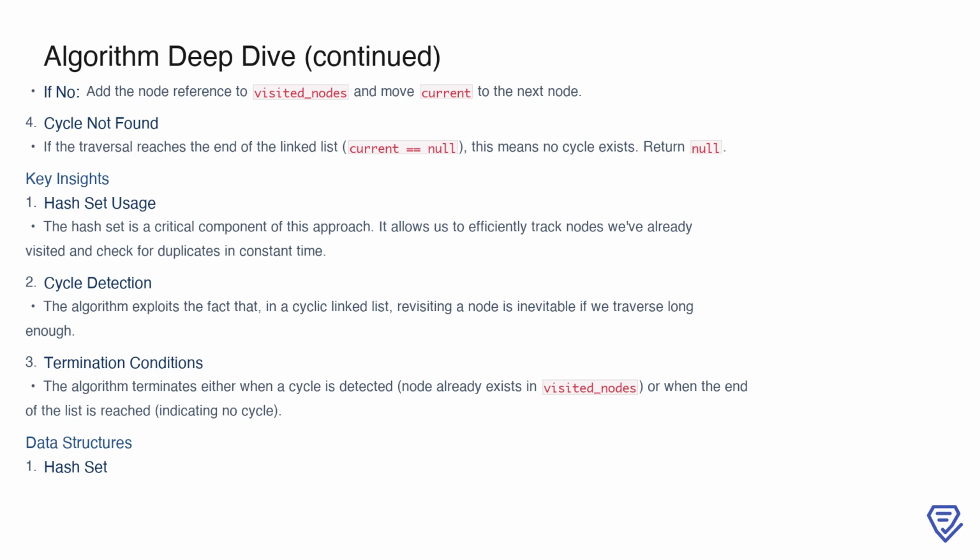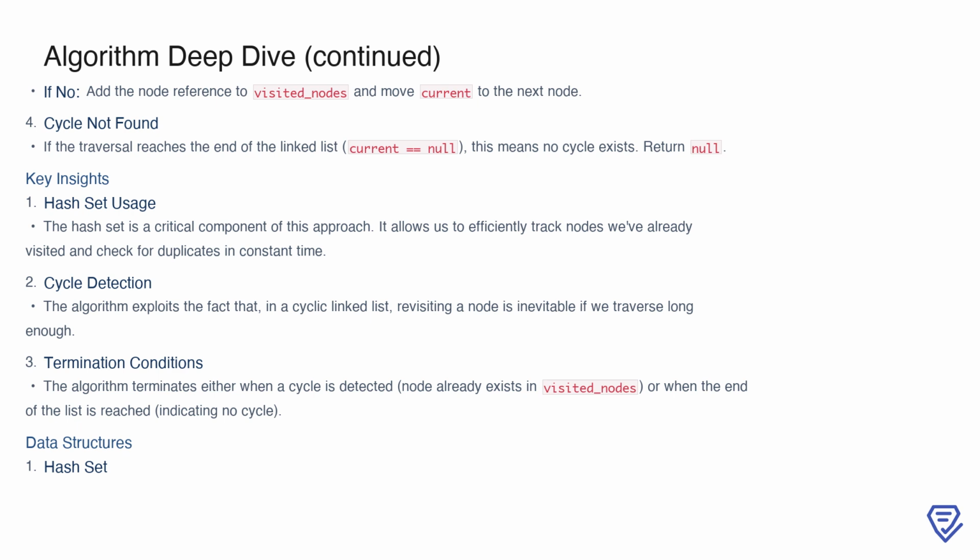If the node reference does not exist in the hash set, we add it to the set and move the current pointer to the next node in the list. The traversal continues until either a cycle is detected or the end of the list is reached. If we reach the end of the linked list, or current becomes null, we conclude that no cycle exists and return null. Key insights about this approach include the use of a hash set, which is integral to detecting cycles efficiently.